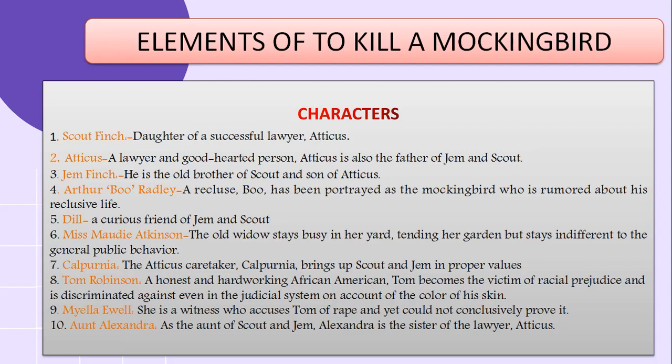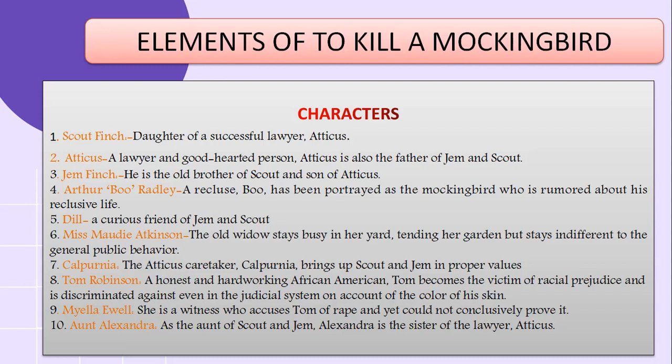The sixth is Miss Maudie Atkinson. The old widow stays busy in her yard, tending her garden, but stays indifferent to the general public behavior. Despite these indifferences, she is actually optimistic about the public. The seventh is Calpurnia, the Atticus caretaker. Calpurnia brings up Scout and Jem in proper values. She's very kind and generous even to the animals, and she ensures that the children are understanding and caring for others.